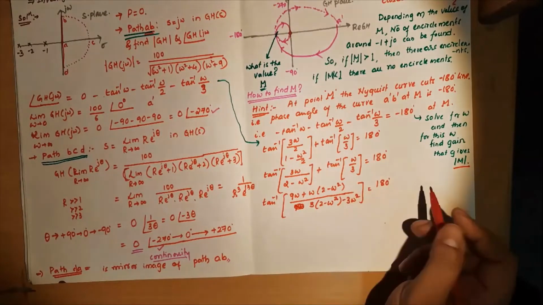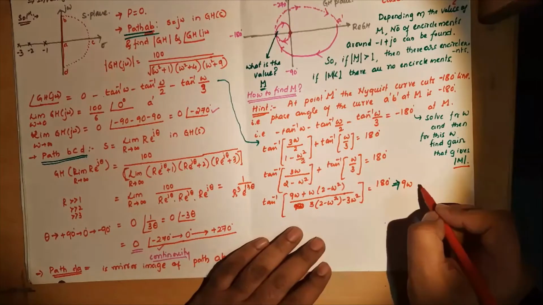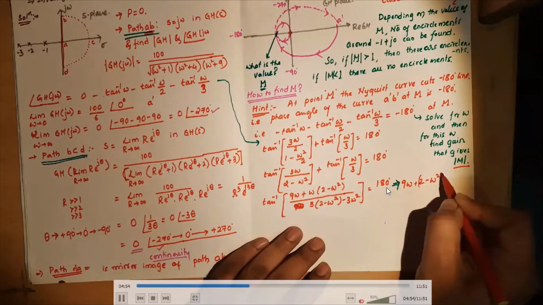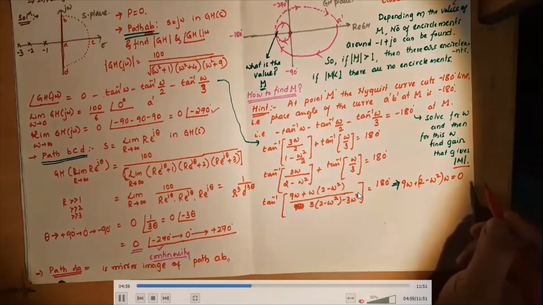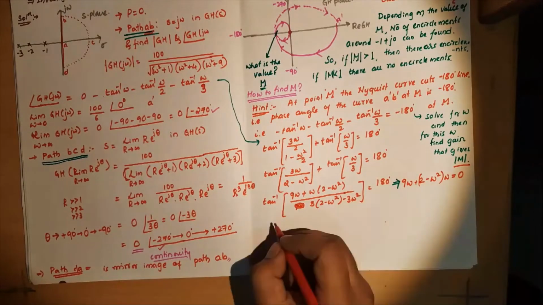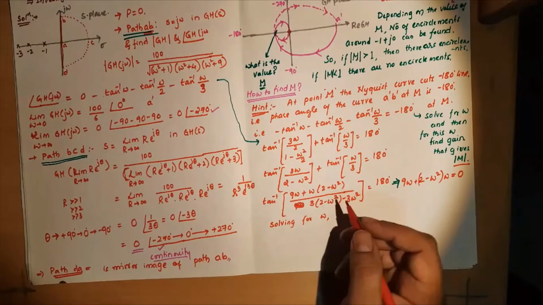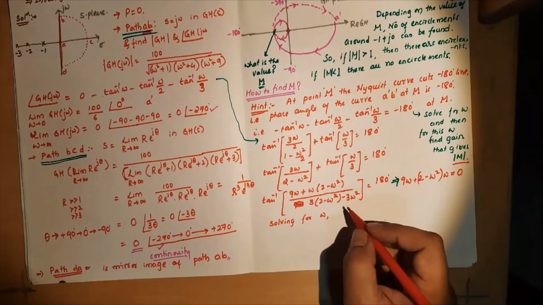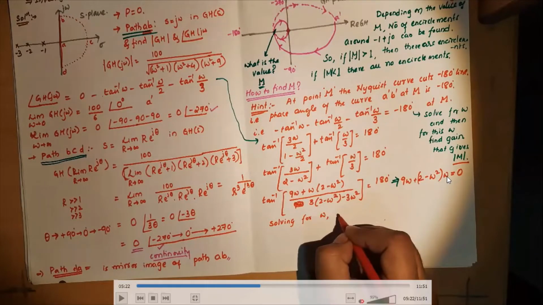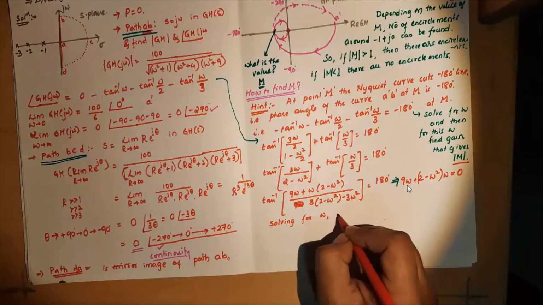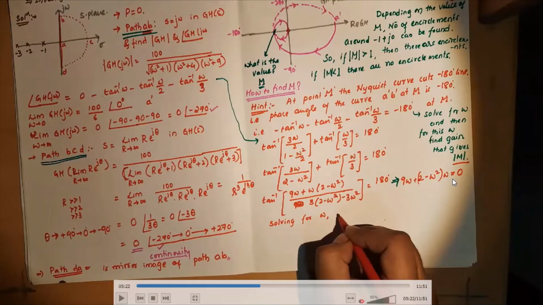So let us see what answer I will get. Tan inverse of 180 will become 0, so the denominator will be 0, and only the numerator will be equated to 0. So solve this for omega. The final equation for omega: if you take omega common, one of the solutions is omega equal to 0, which would mean at omega equal to 0 you get minus 180 degrees, which is not true. So what is the other solution we get?